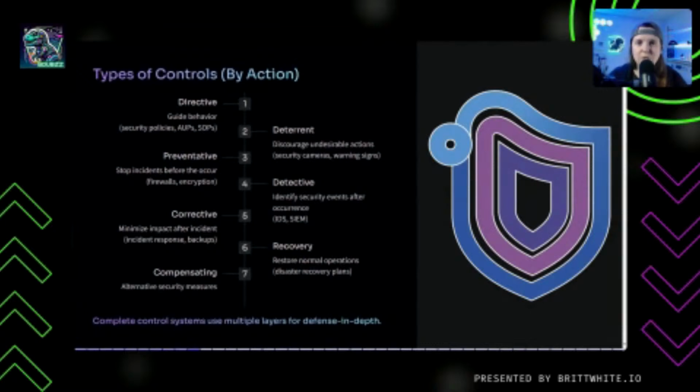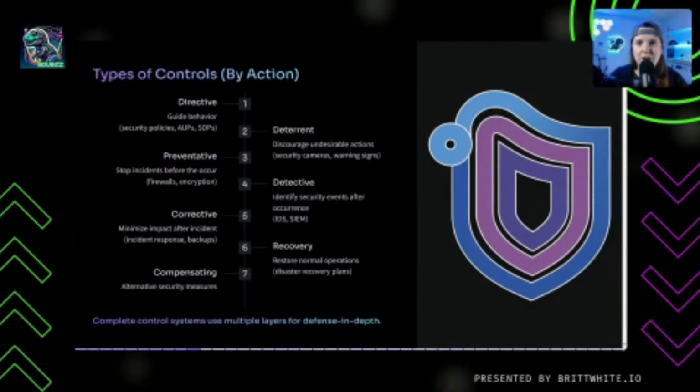Recovery controls restore systems and operations to a normal state after an incident. Disaster recovery plans, business continuity plans, and system re-imaging procedures are all recovery controls. Just like insurance, these controls help you recover after a major loss.